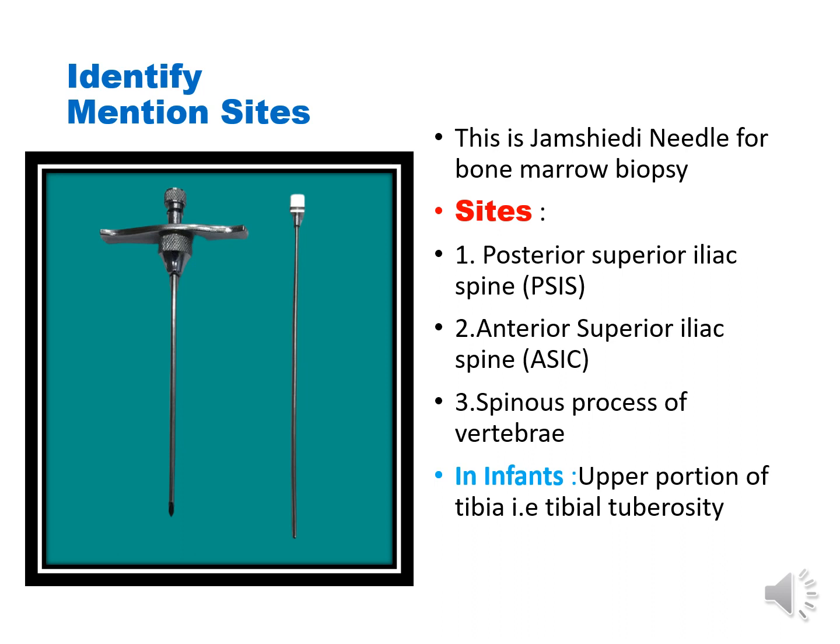Next question that is frequently asked is, how do you collect sample of bone marrow in pediatric practice? The answer is in infants, the upper portion of the tibia or tibial tuberosity is the site for bone marrow aspiration.